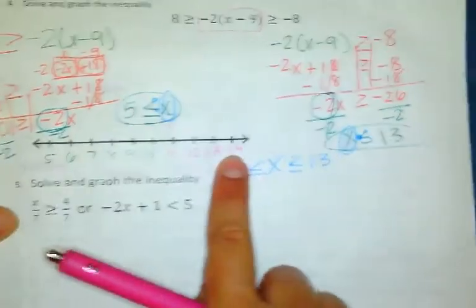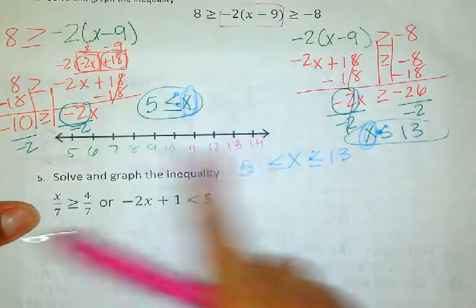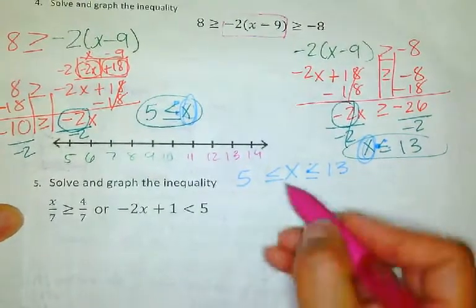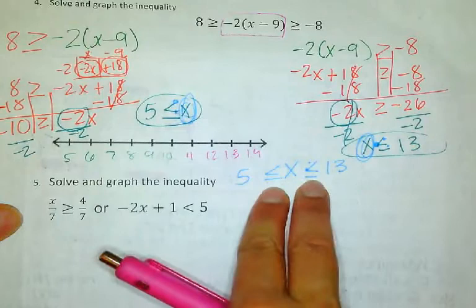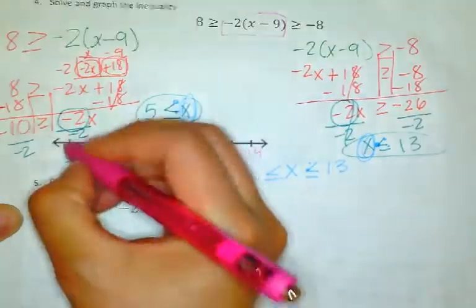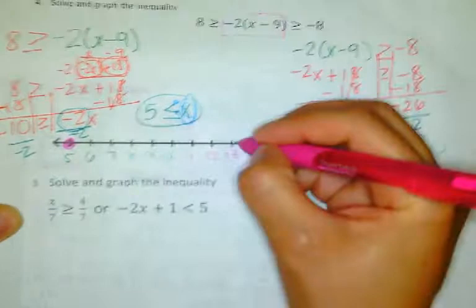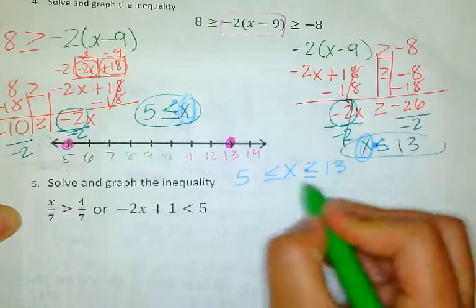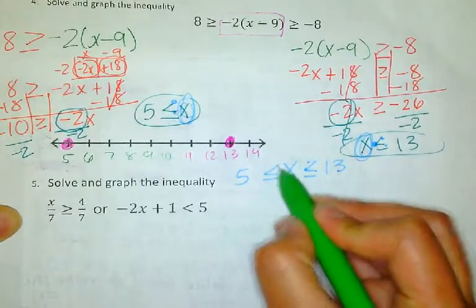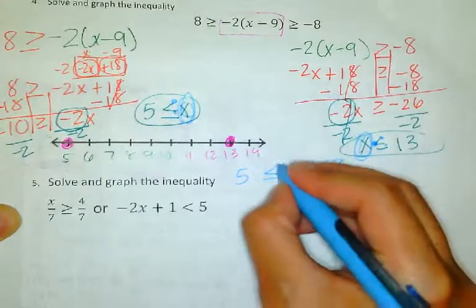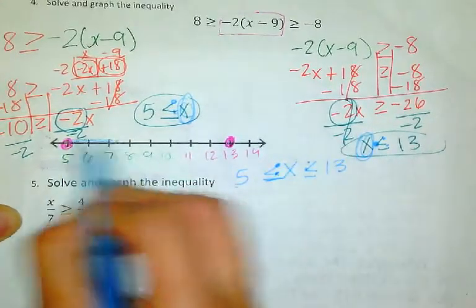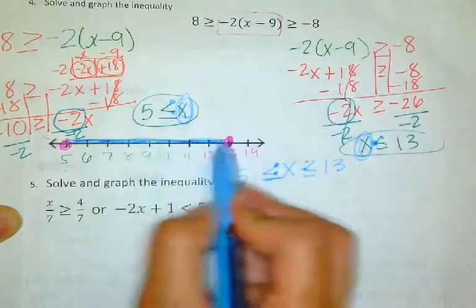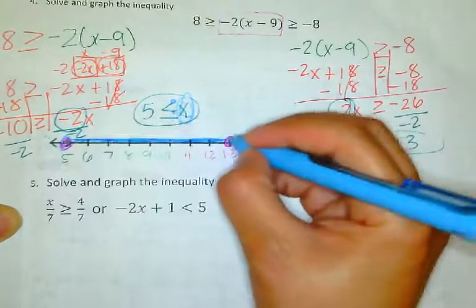Your numbers here can look different than mine since the number line is empty. You can put whatever numbers or do it by 2s or by 3s, however you wish. So 5 and 13 would both have a closed circle because they are or equal to. Okay, and then x is in between those. So greater than or equal to 5 would be to the right. And less than 13 would be over here. So as you can see, they would join in the middle. So your graph would look like that.